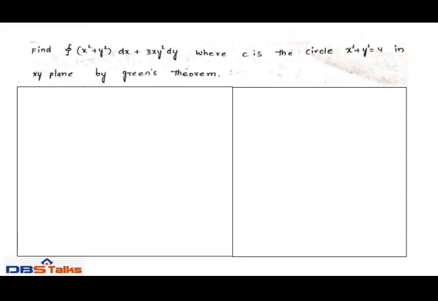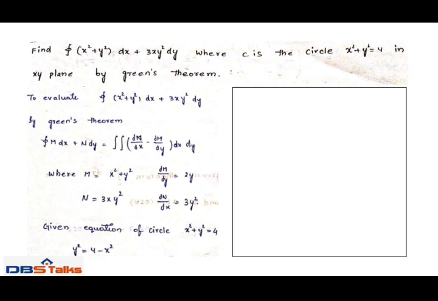Next problem is, find the closed integral of (x² + y²) dx + 3xy² dy, where C is the circle x² + y² = 4 in the xy plane, using Green's theorem. Solution: to evaluate, the given equation is the closed integral of (x² + y²) dx + 3xy² dy. By the formula of Green's theorem, the closed integral of M dx + N dy equals the double integral of (∂N/∂x − ∂M/∂y) dx dy.